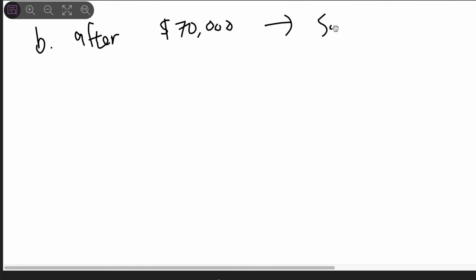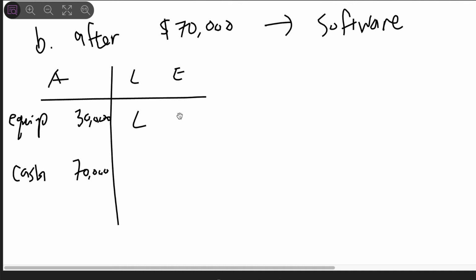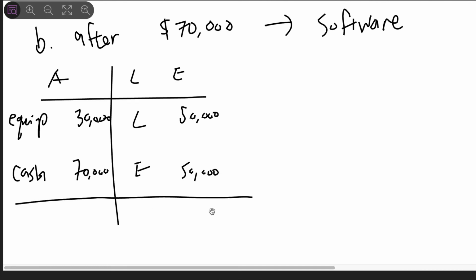Going back to our whiteboard. Question B is, after spending $70,000 cash to have software, right? So before we had what? We had asset, liability, equity: equipment of 30,000, cash of 70,000, liability of 50,000, equity of 50,000. That's where we started, right? With 100K on left and right. So let's see what's changing.